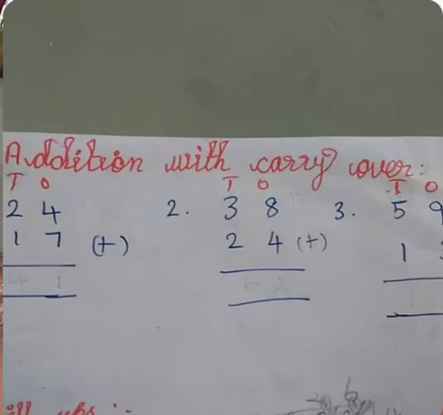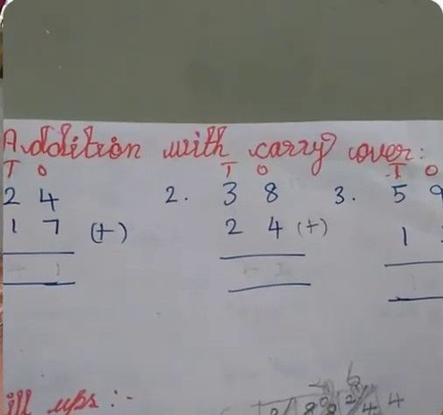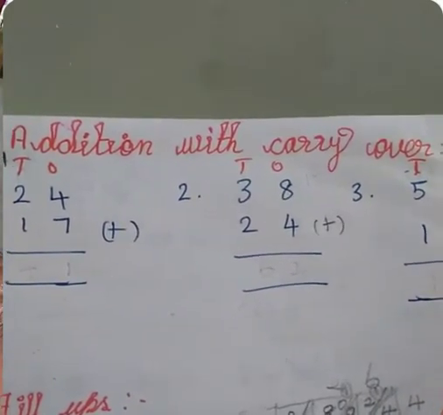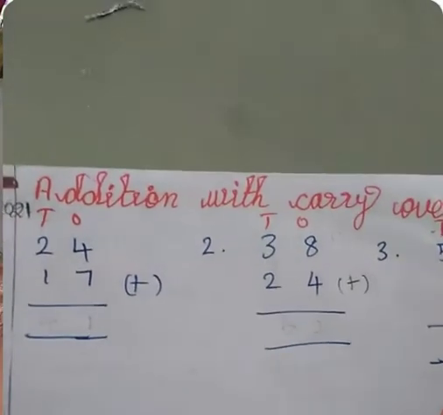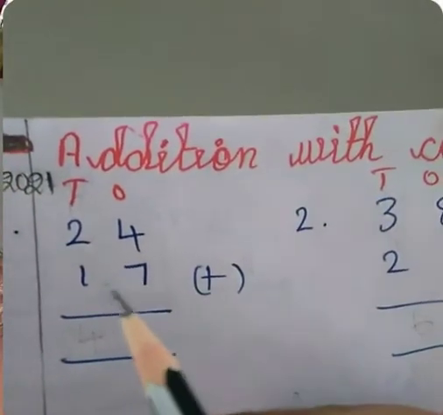You already know normal addition sums and addition with the carryover sums. It is very easy for you. Once again I will teach you the addition with the carryover sums, and I will give the homework for you. See the first sum. The first sum is 24 and 17.